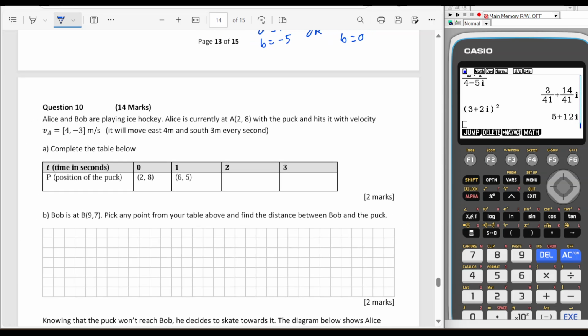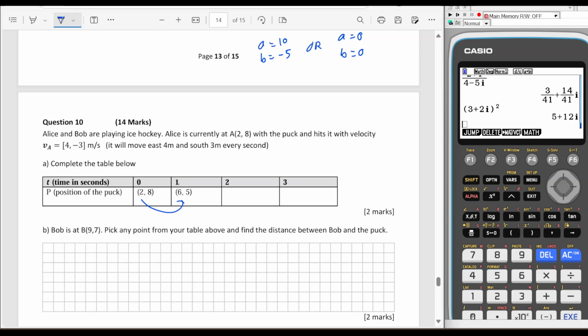Alice is there at 2, 8 and hitting with that velocity vector there. So every time it's going right 4 and down 3. So 2 up to 6, you can see that's going right 4. And 8 down to 5, you can see that's going down 3. So we've got to continue the pattern. Next point will be 10, so we're going right 4 and down 3, so 2. And then the next point will be 14, right 4, and then down 3, so that's a minus 1.